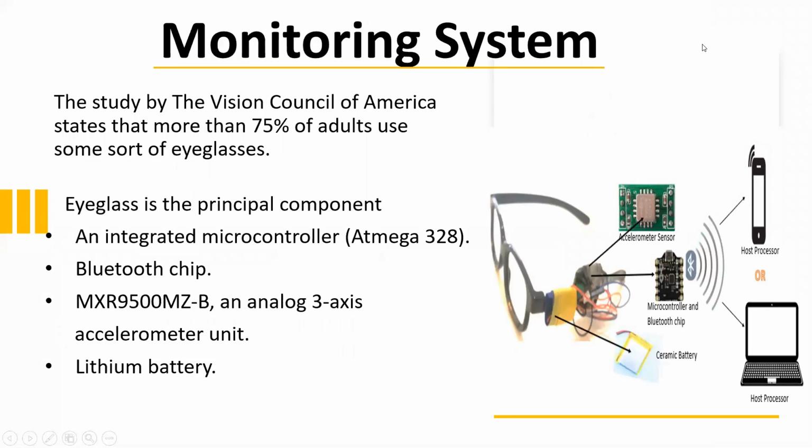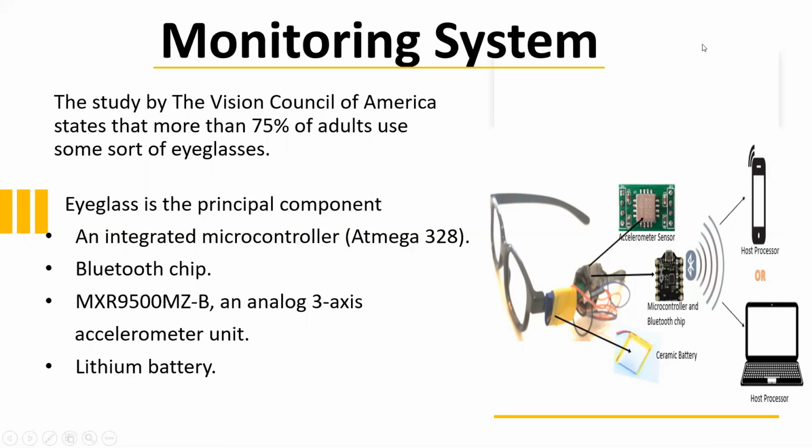And as you can see here, this is our monitoring system, and we have used an eyeglass. We used the eyeglass because a study by the Vision Council of America states that more than 75% of adults use some sort of eyeglasses. The eyeglass is the principal component of our monitoring system, and it has the following components in it.